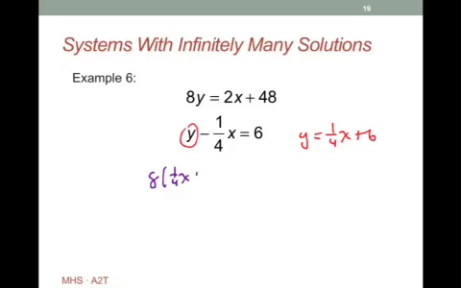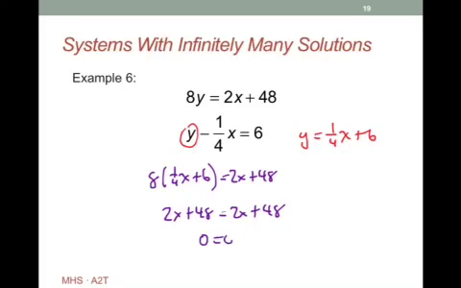y equals 1/4 x plus 6 is equal to 2x plus 48. Now I'm just going to simplify and solve for x. Okay, so I get 2x plus 48 equals 2x plus 48. So if I subtract 2x from both sides, my x's go away. If I subtract 48 from both sides, my 48's go away. I end up with 0 equals 0. Well, when is that true? That is always true. So this is a case where you have infinite solutions.